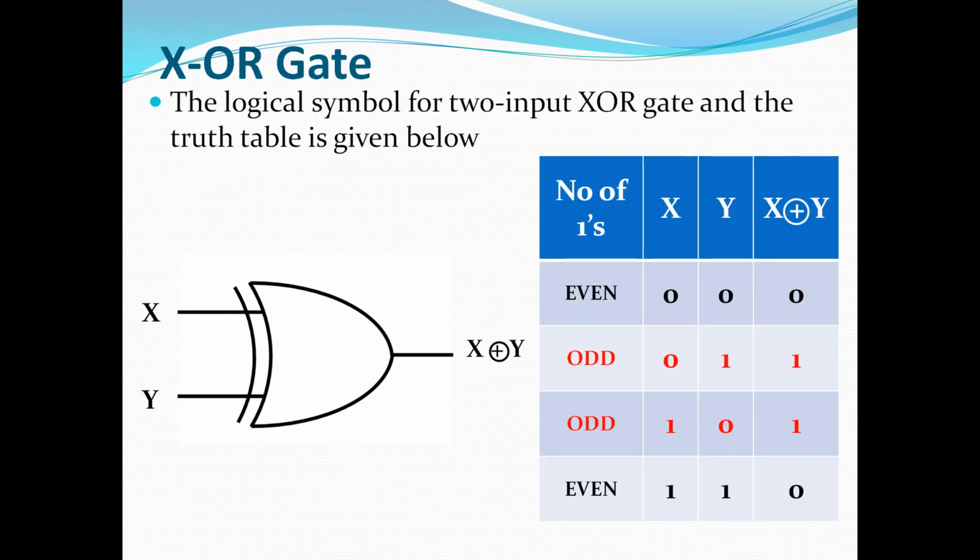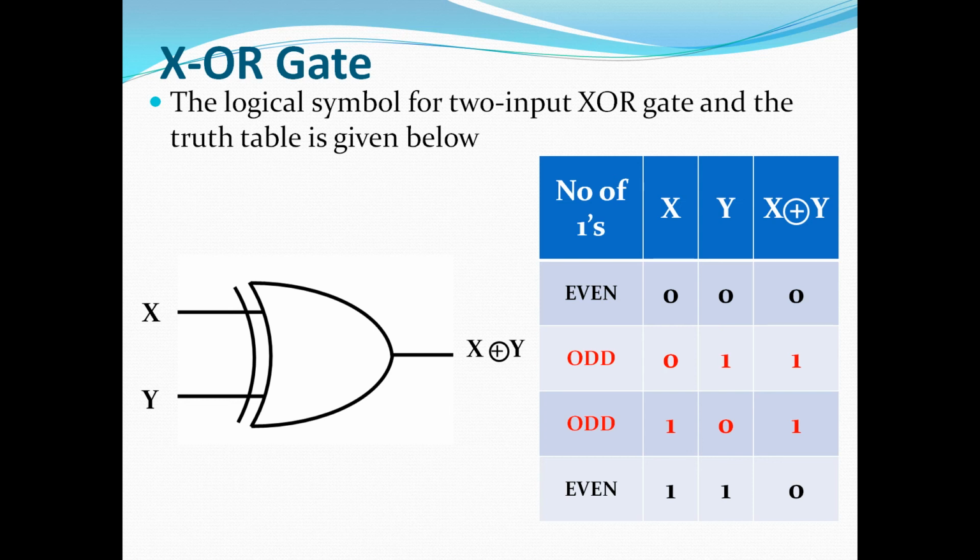That is the Boolean expression for the XOR gate. Here is the truth table, where you can easily understand the input and output. First you will see the logical symbol. The logical symbol is the same as the OR gate, but one extra curve is required before the inputs. In the case of the XOR gate, there are two curves before the input.